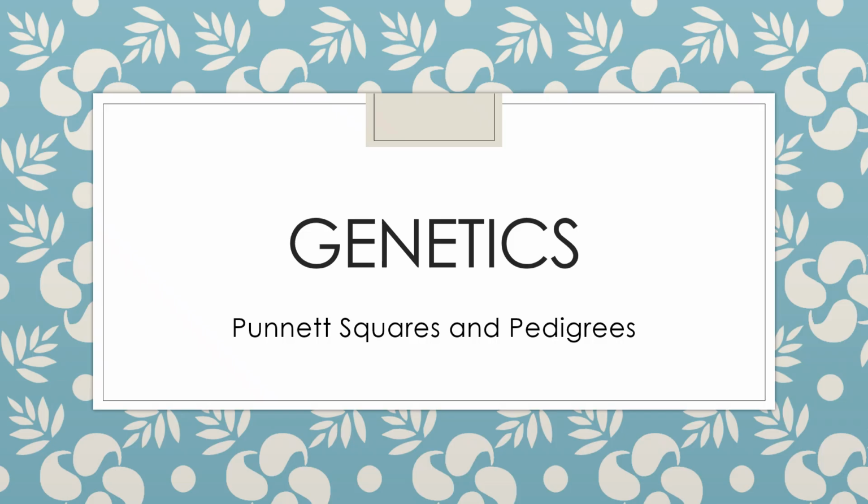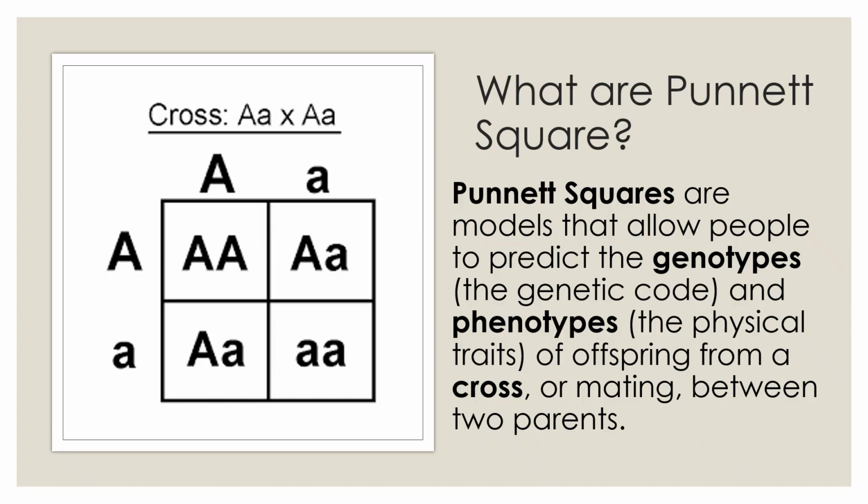Let's get into it. What are Punnett squares? Good question. Punnett squares are models that allow people to predict the genotype, which is the genetic code, and the phenotype, or the physical trait of offspring from a cross. A cross is what we call a mating between two parents.